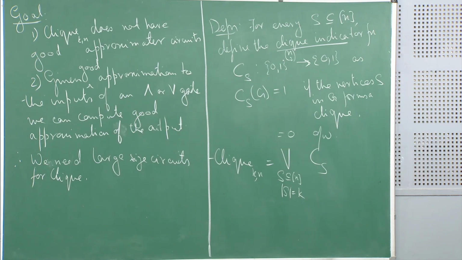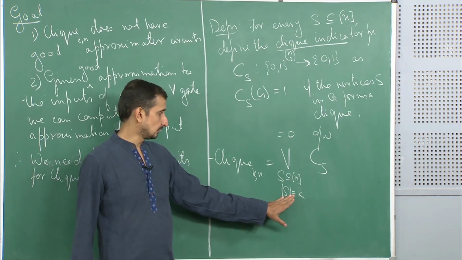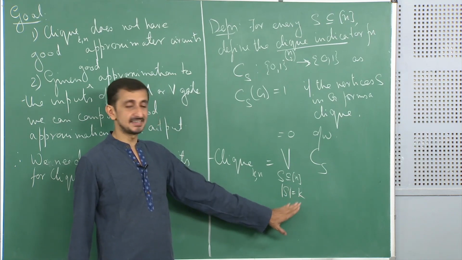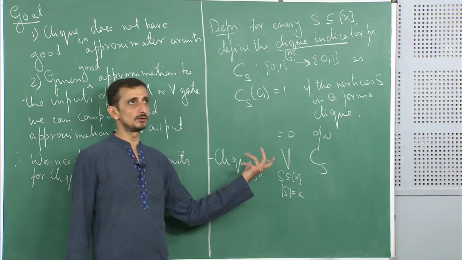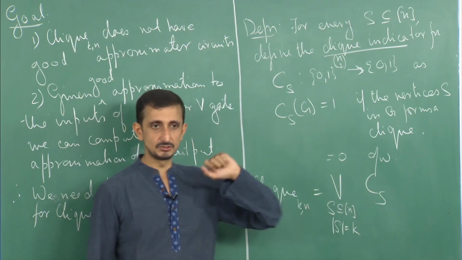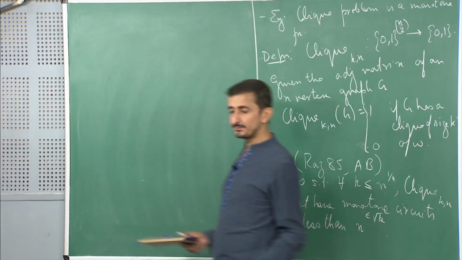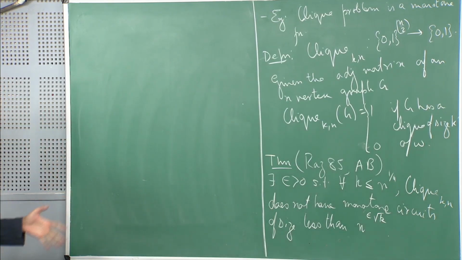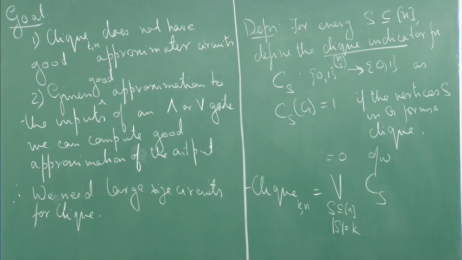Just keep one thing in mind over here: how large is this OR? This OR is of size n choose k, right. And n choose k is roughly of the size n to the power k. So, this is quite a large OR. Our approximator, which I am going to define very soon, will be an OR of a small number of indicator functions. Here I have an OR of at most n to the power k, but we will show that we can bound it by a smaller number.